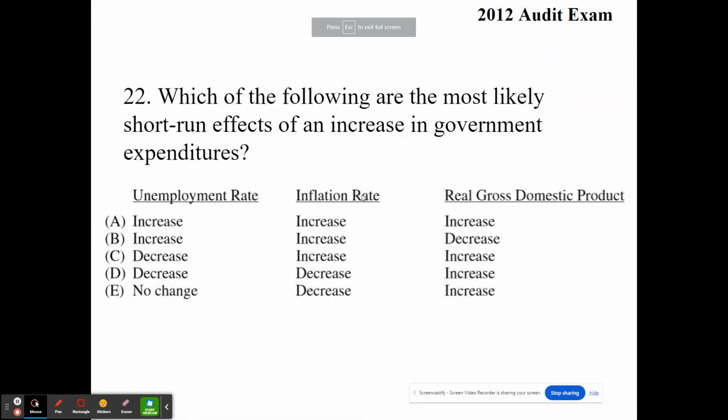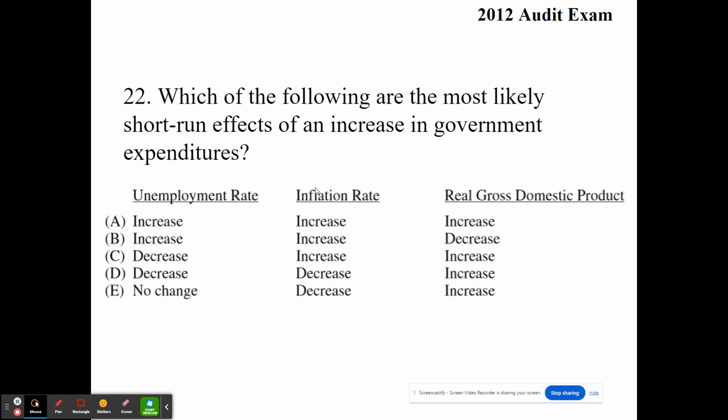All right, this might be the last one. Probably should have previewed a little bit better. Which of the following are most likely short-run effects of an increase in government expenditures? This is a good problem. I'm highlighting this right now because I feel like I've seen this before, maybe on a unit exam. I'm going to pause me right here. And let's take a look.